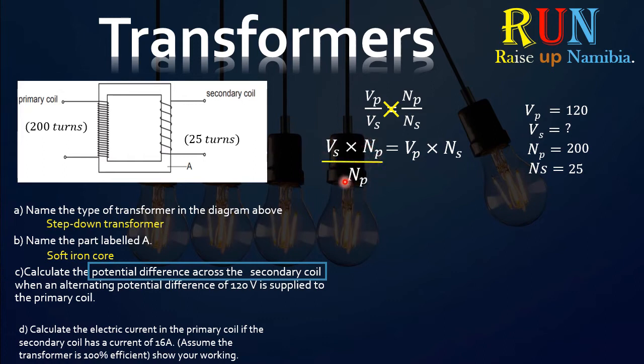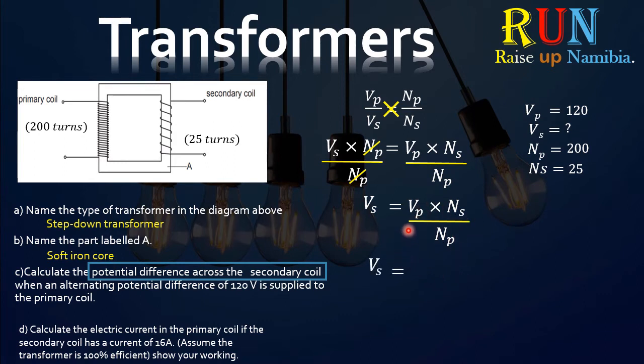Now remember, whatever you do on one side of the equal sign, you need to do on the other side. So we also need to divide that side by Np. Now on the left hand side, Np will cancel out and you'll be left with Vs is equal to Vp multiplied by Ns divided by Np. So this is the formula you're going to use.